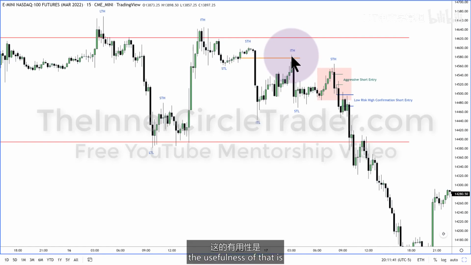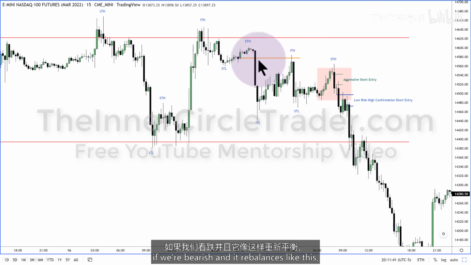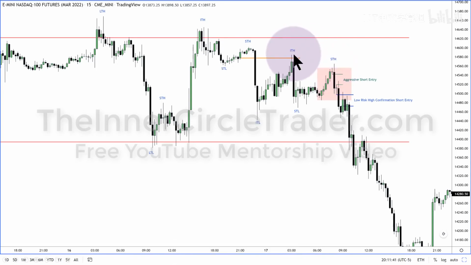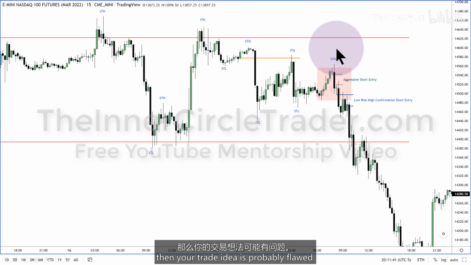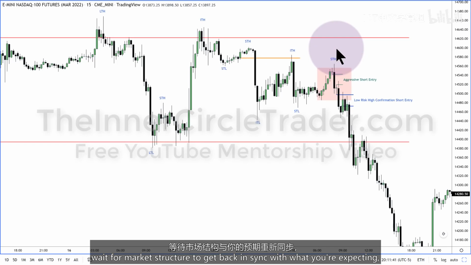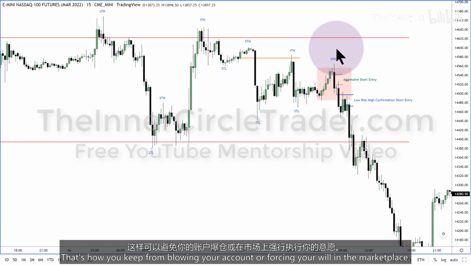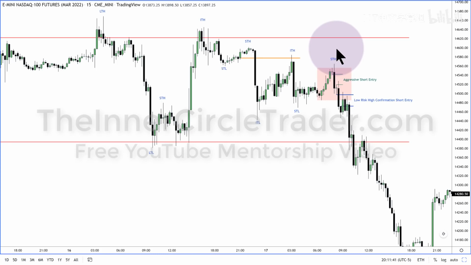Now, the usefulness of that is, if we're bearish and it rebalances like this, the next short-term high should be lower than that intermediate term high. If it trades higher than that, then your trade idea is probably flawed. Don't force that trade again. Wait for market structure to get back in sync with what you're expecting, something bearish. That's how you keep from blowing your account or forcing your will in the marketplace.